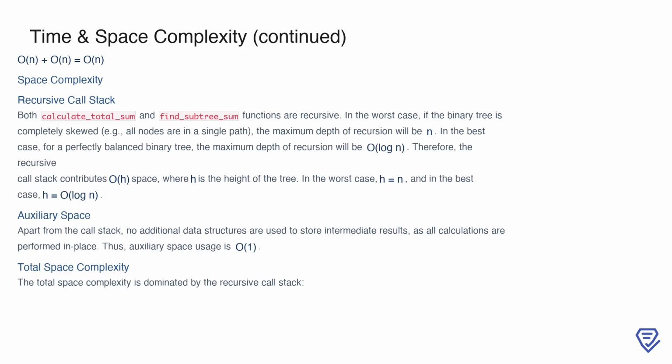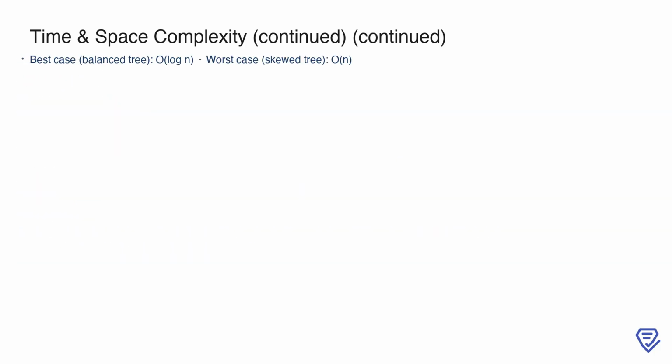On the other hand, for a perfectly balanced binary tree, the maximum depth of recursion corresponds to the height of the tree, which is O(log n). Hence, the call stack contributes O(h) space, where h is the height of the tree. Additionally, since no extra data structures are used for intermediate calculations, the auxiliary space usage is O(1). Therefore, the total space complexity is dominated by the recursive call stack, O(log n) in the best case and O(n) in the worst case.